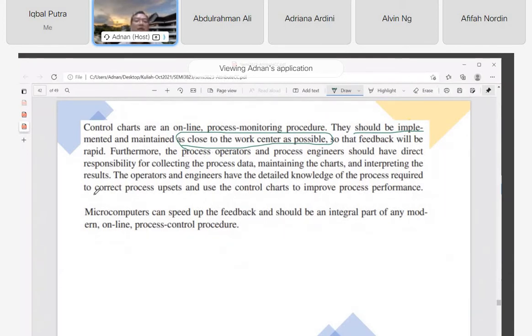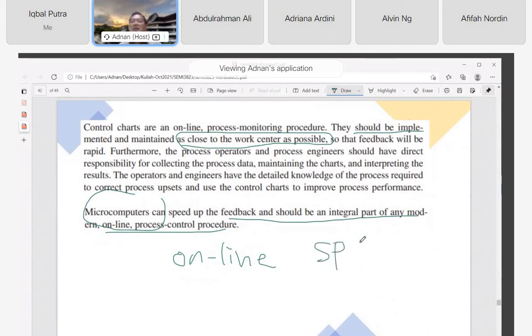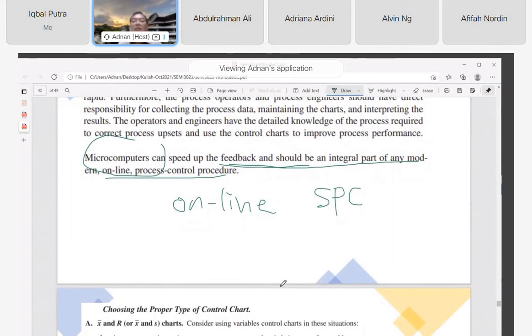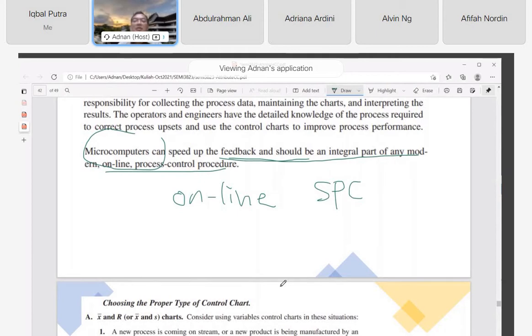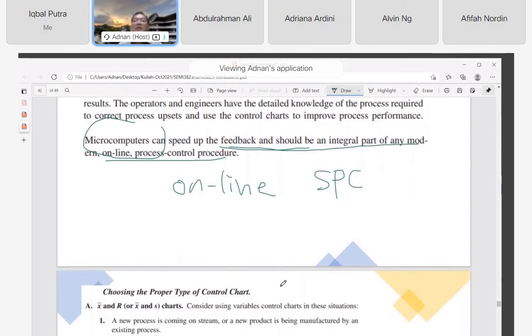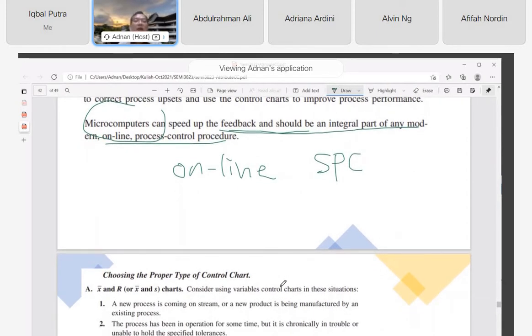Microcomputers can speed up the feedback and should be an integral part of the modern online system. Now we have online SPC, which is integrated with data collection, data interpretation, and a feedback system to give corrective action to the process, whether resetting, or giving a signal that the process has to be stopped and readjusted, change the tooling and so on.